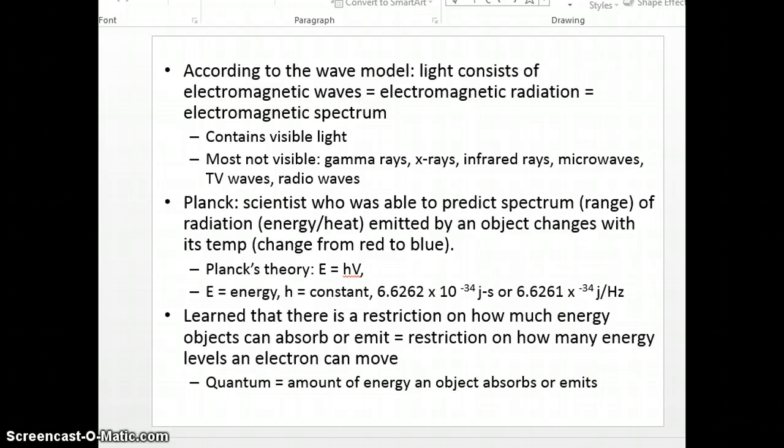The word quantum is the amount of energy an object absorbs or emits. So when we're talking about energy objects take in or give off, we're talking about the quantum. It's quantum.